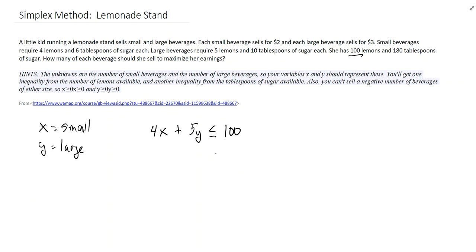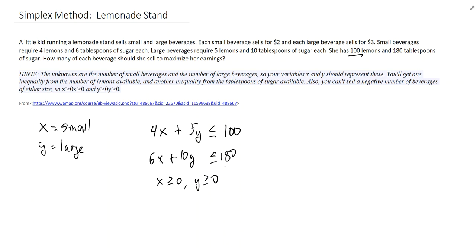The other restriction we have is the 180 tablespoons of sugar, and each small beverage uses 6 of those, and each large beverage uses 10 of those. And we also have our objective function. So we have these 2 restrictions along with the standard x has to be greater than or equal to 0, y has got to be greater than or equal to 0. We can't make a negative number of servings of drinks there.